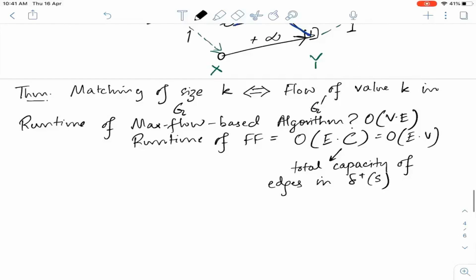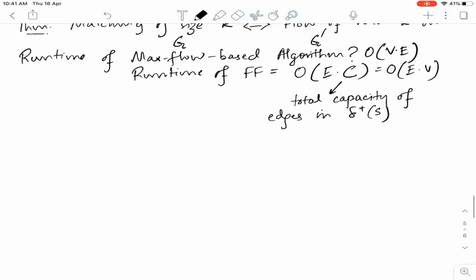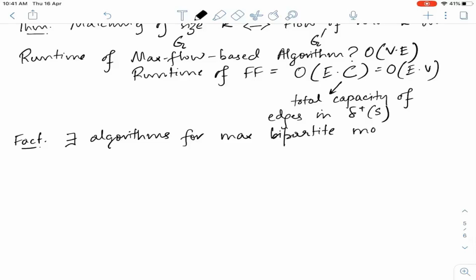So this is some fact. There exist algorithms for maximum bipartite matching in order m square root n.